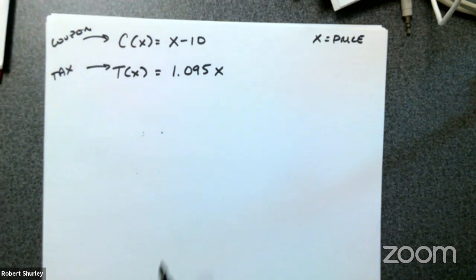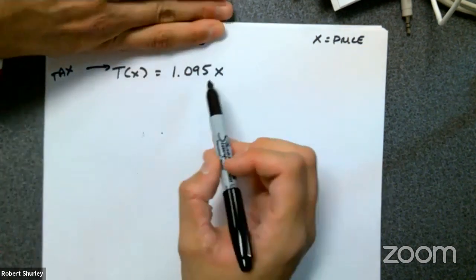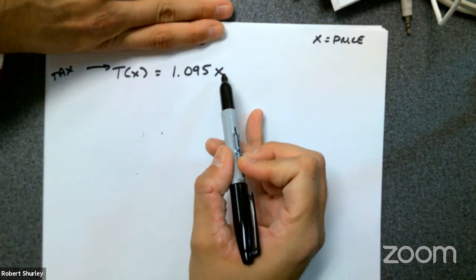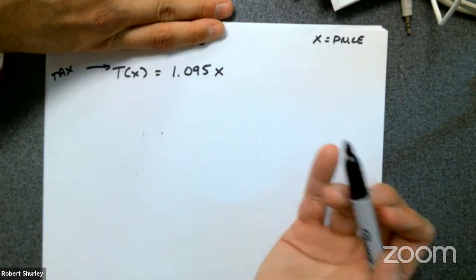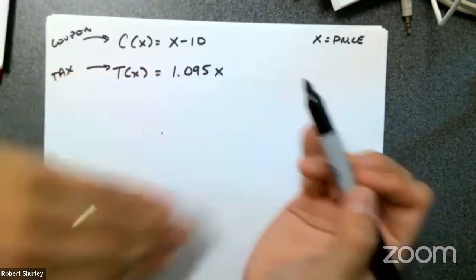Okay. So we could take the price that it is. If we didn't have the coupon, we just take the price and then multiply by 1.095, and that would give us the total, right? Now we got this coupon though. Okay, and it's going to give us $10 off.